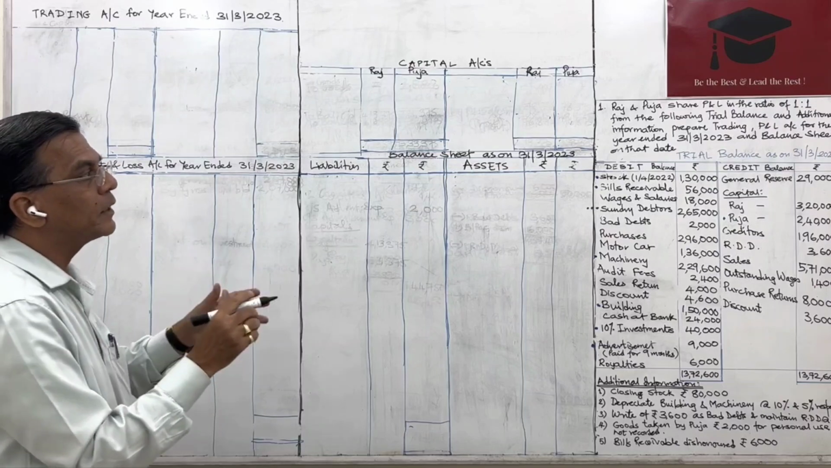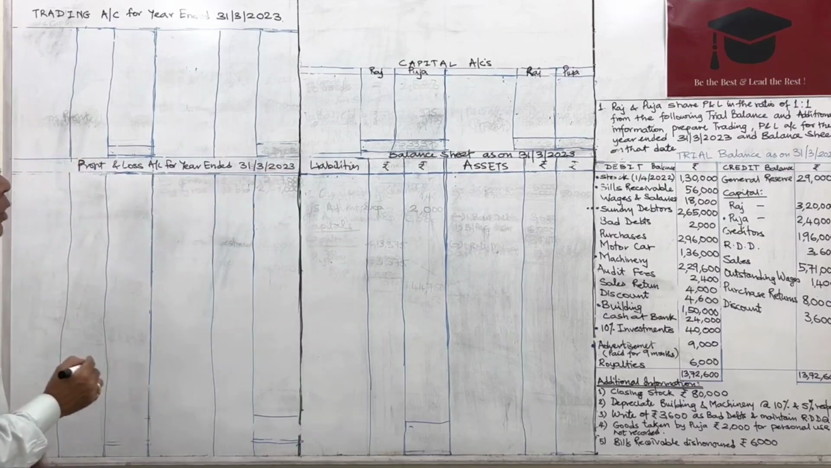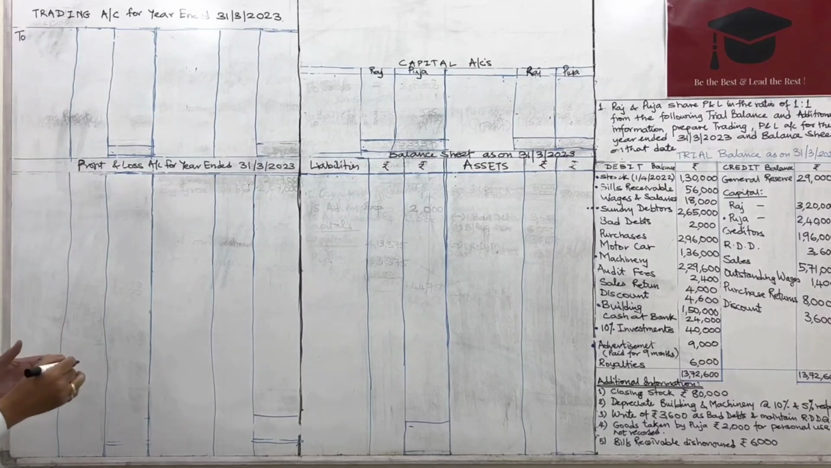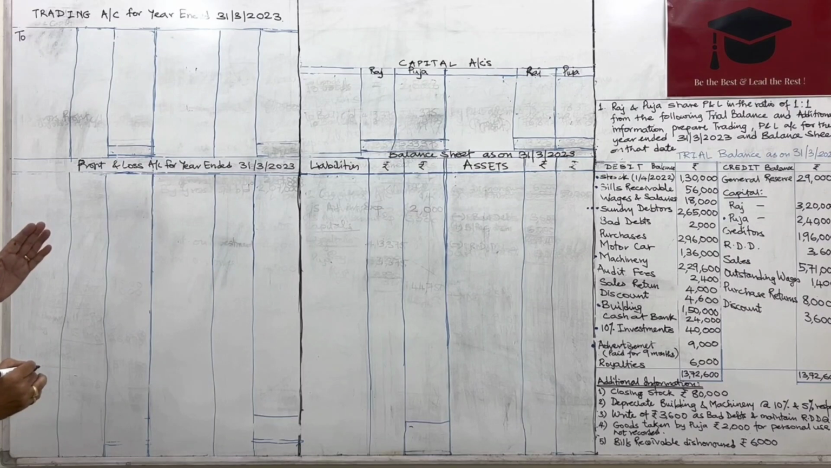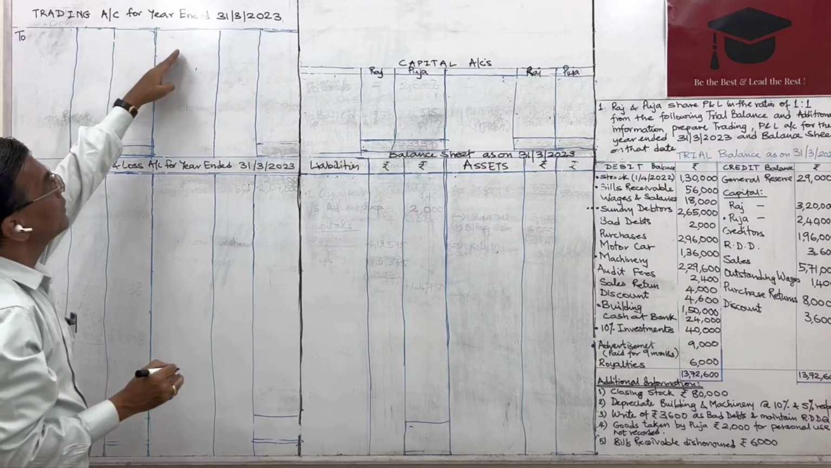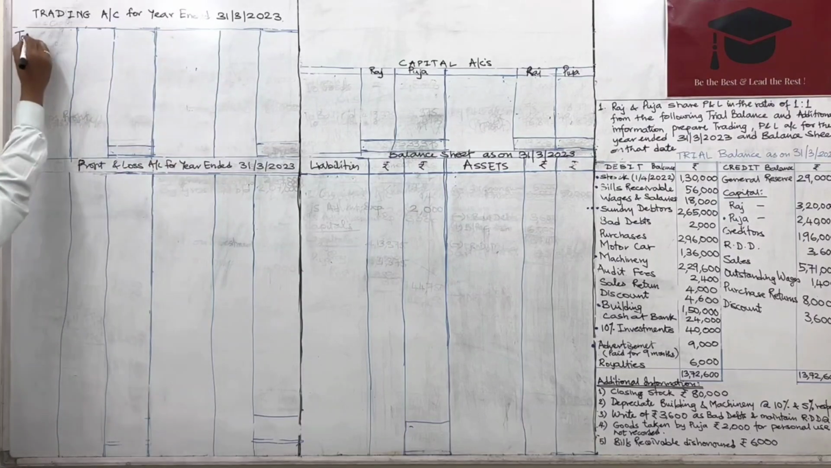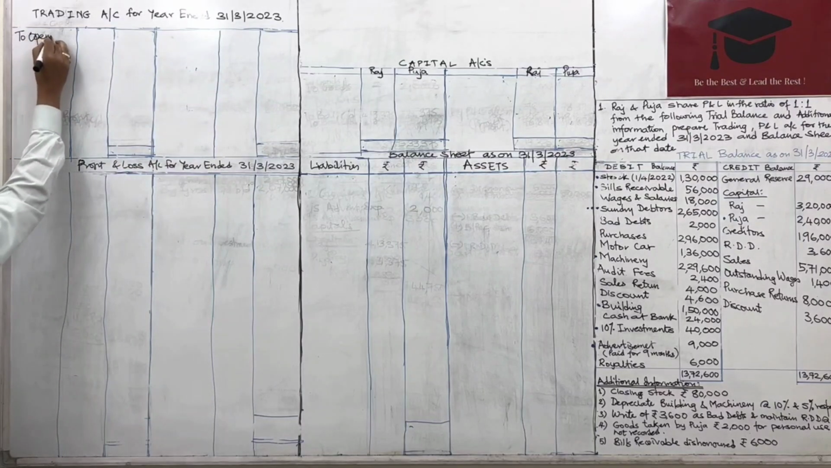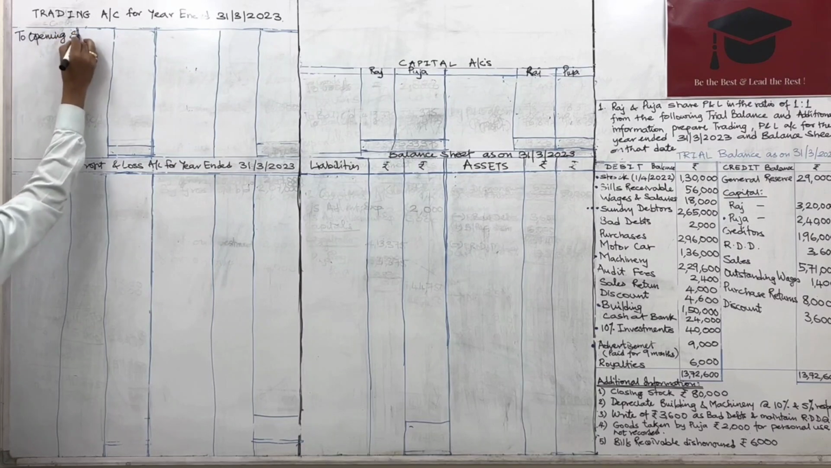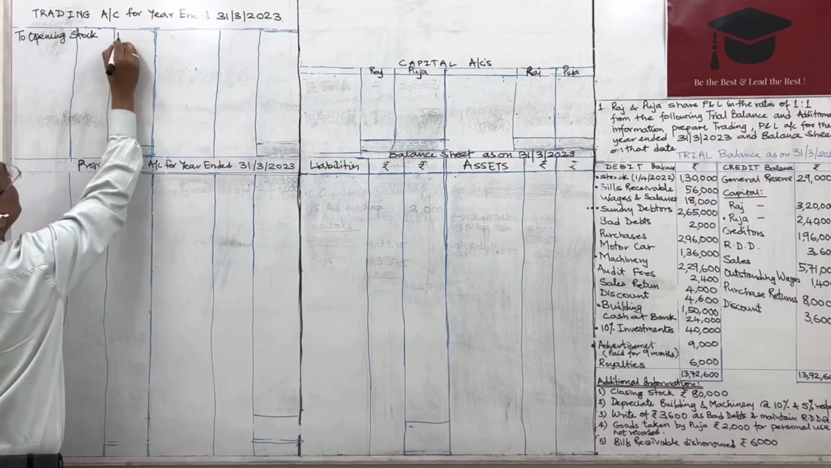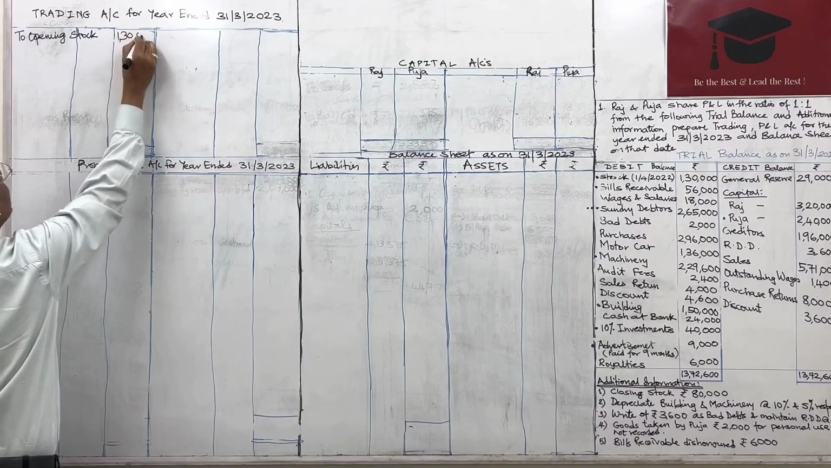We start first with the trial balance. The item of stock, that's the opening stock. The date that is given signifies whether it's the opening or the closing stock. In the present case, the date given is 1/4/2022 and our year is ending on 31st March 23. So the opening stock given to us is 1,30,000. So trading account, debit side.